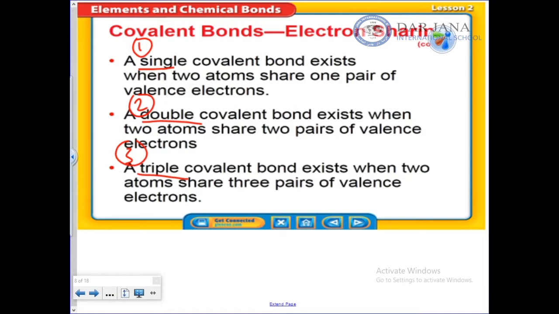A single covalent bond exists when two atoms share one pair of valence electrons. One pair of valence electrons means when two unpaired electrons are shared together, okay, they form a single covalent bond. How, guys? Let's take an example.